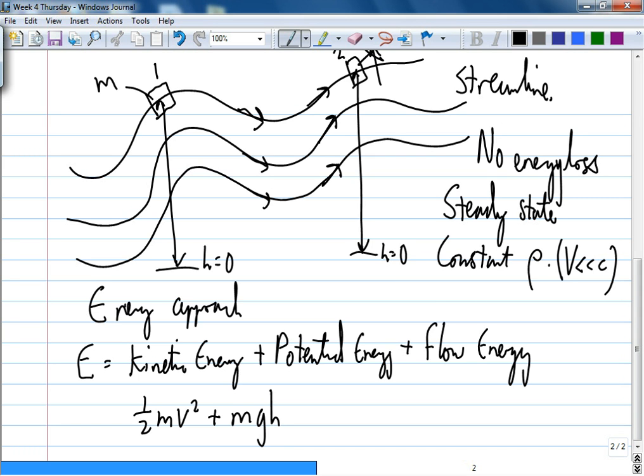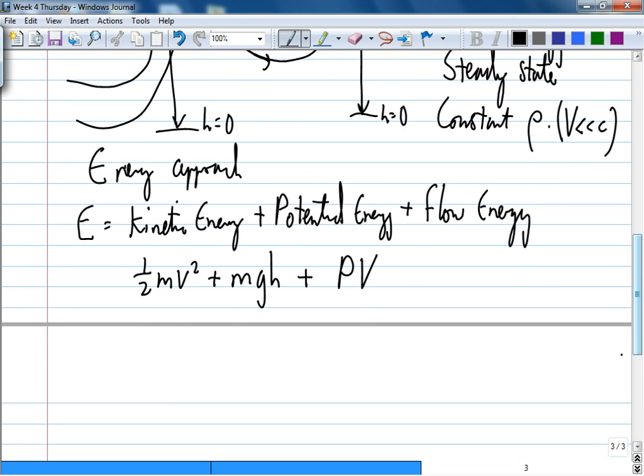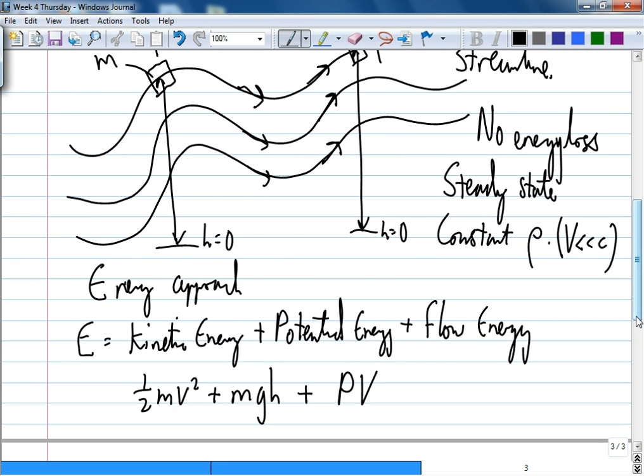And flow energy, this is your pressure times volume. You've seen before? For those who didn't see before, how does that come about? Because this energy, if you practice Tai Chi, this one has energy.